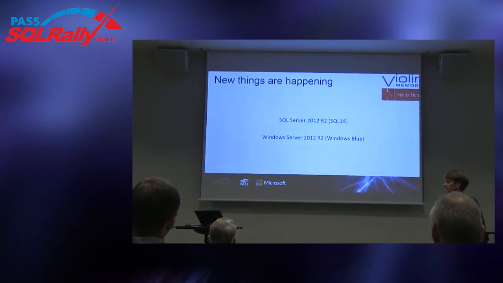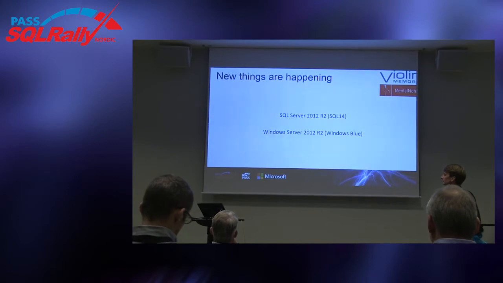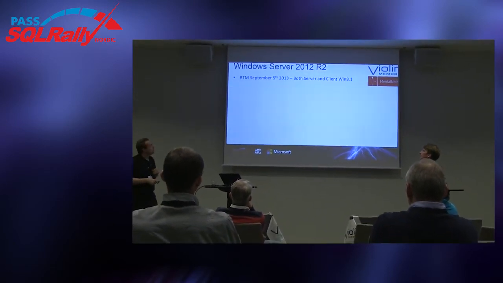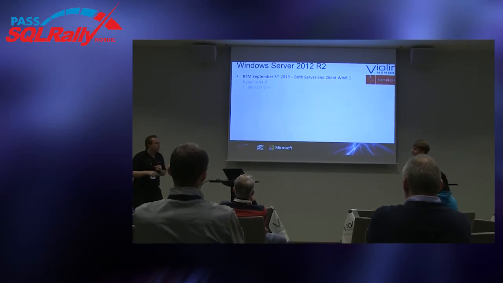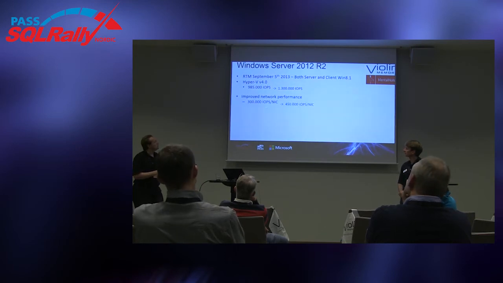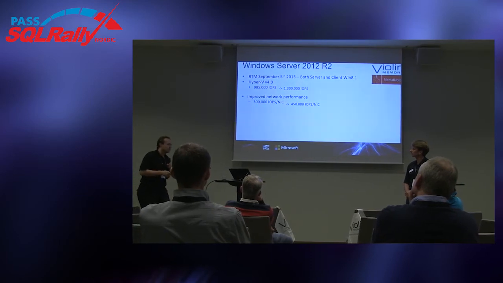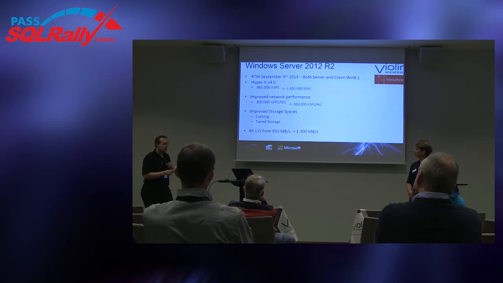And just really, really quickly about Windows Blue, because I think we're over time. Windows Server was RTM back in September. Some of the new stuff was that Hyper-V went to 1.3 million IOPS on the same hardware from a virtual machine. The reason for that was that they improved the virtual NIC performance from 300,000 IOPS on one NIC to 450,000 IOPS on one NIC. And we have the improved Storage Spaces you just saw.